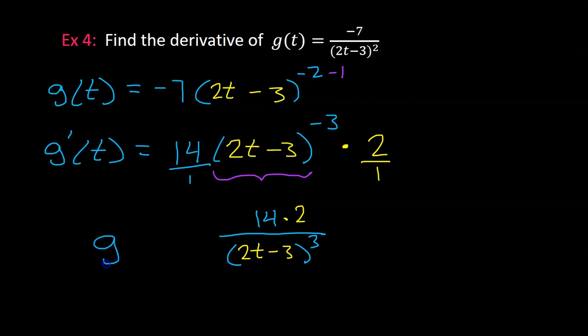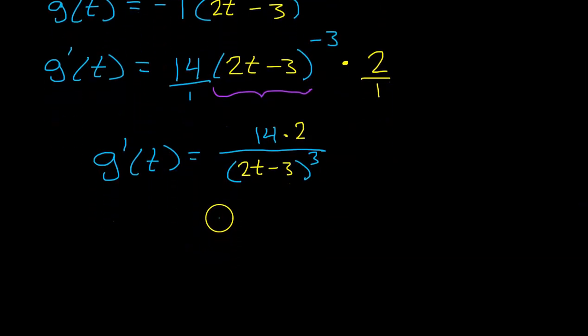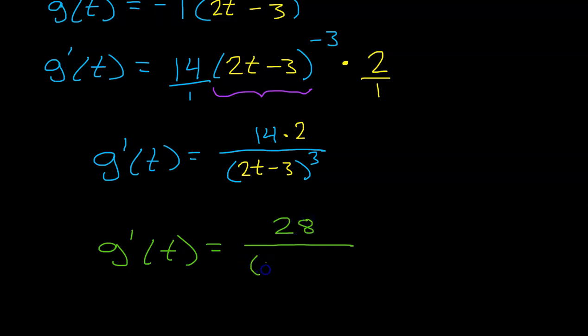So far we have g prime at t is equal to this. So when we write the final answer, the only thing that's going to change is the numerator is going to become 28. And that's it. That's the final answer.